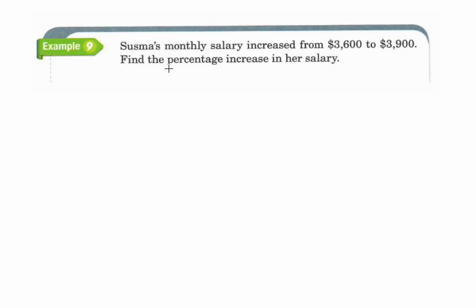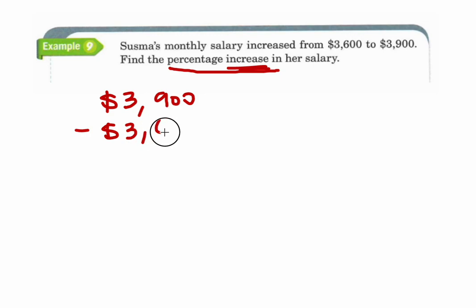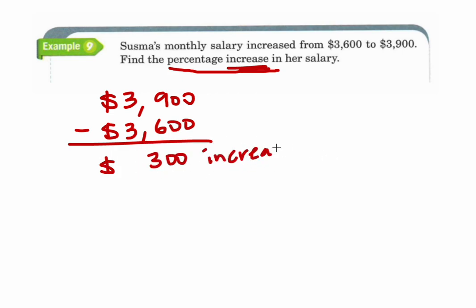Okay, so first off, we want to find the percent increase in her salary. She went from getting paid $3,600 to $3,900. So we actually have to figure out how much extra she's earning. That's a simple subtraction problem. That's the only part that's going to be a little different in these problems. So we're going to subtract her new salary and her old salary. So she's earning $300 more. That's the amount increase. But we want to find the percentage increase.